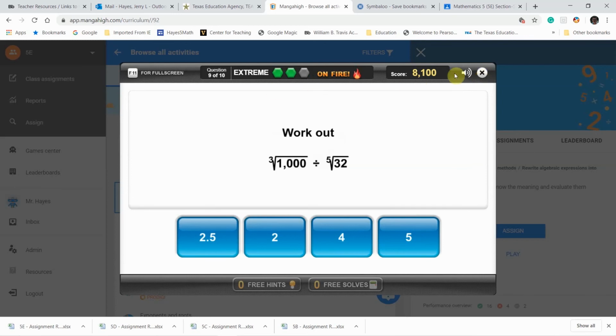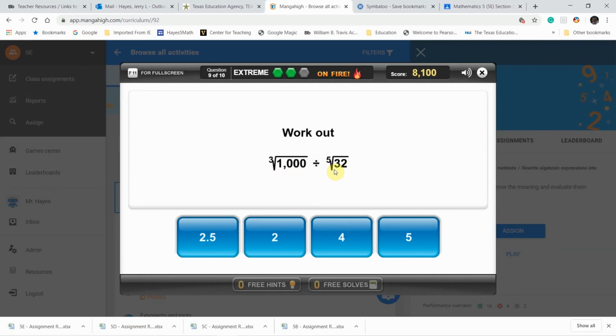It says we're on fire now. Ooh. What times itself 3 times is 1,000? 10 times 10 is 100. And one more 10 times 100 is 1,000. So this would be 10.